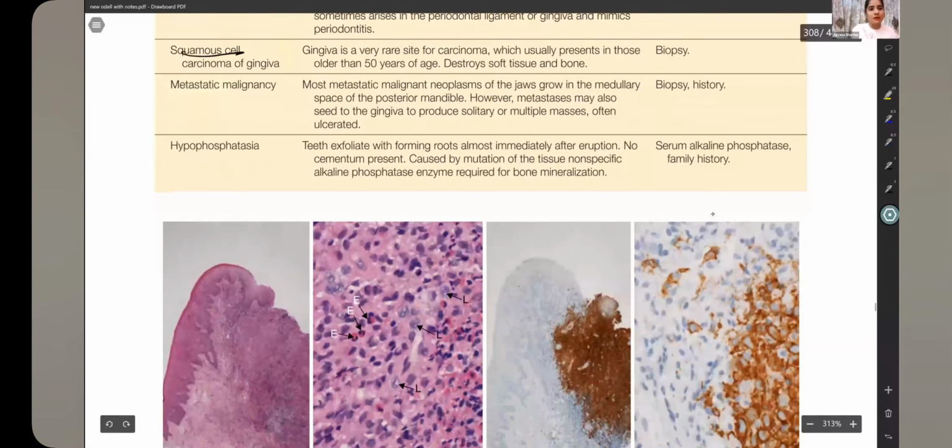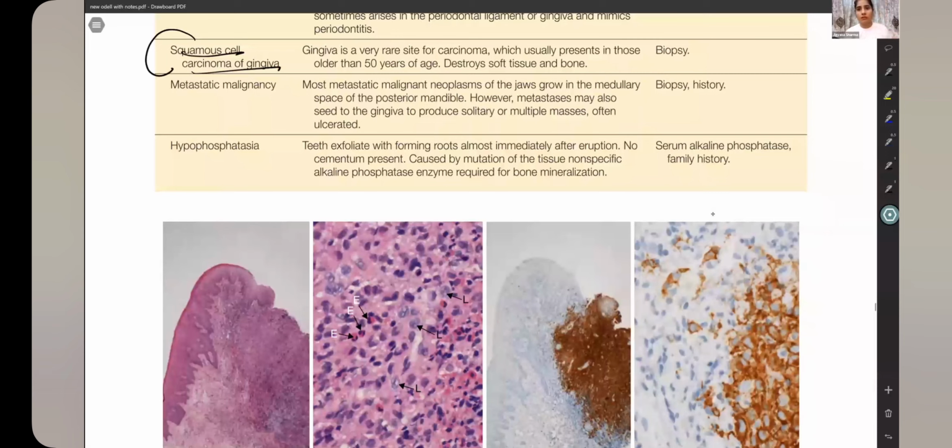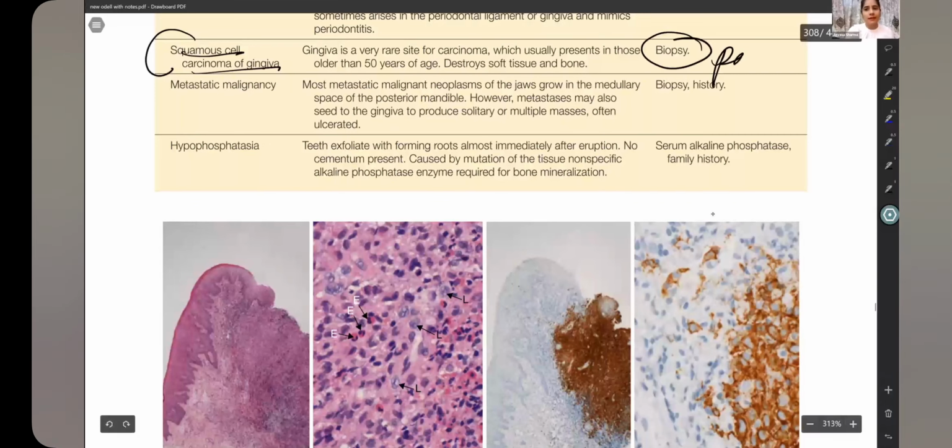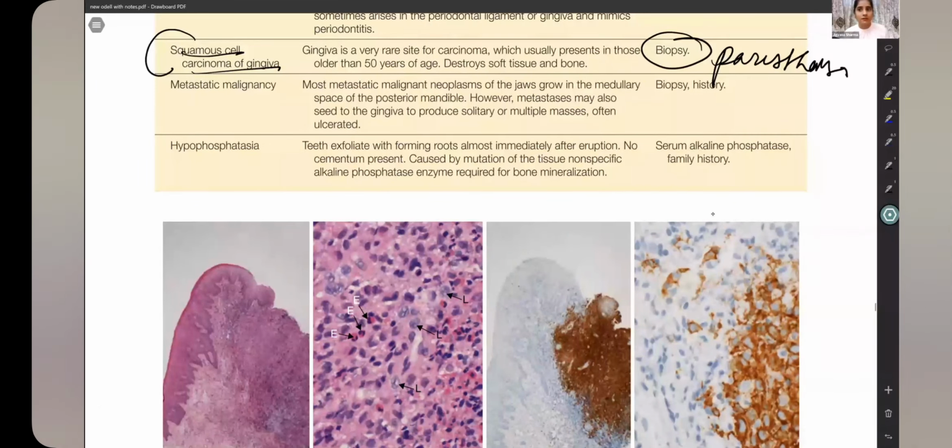Then it can be a malignancy, squamous cell carcinoma of gingiva, and it's a rare site, although gingiva is a rare site because mostly it is seen on the floor of the mouth or posterolateral border of the tongue, and which usually would present in those patients who are 50 years or above. It can destroy soft tissues and bone, and biopsy would confirm that. And usually a malignancy is also linked with paresthesia. So if you have a bony swelling or if you have a radiolucency associated with the paresthesia, that would characteristically link it up with a malignancy.